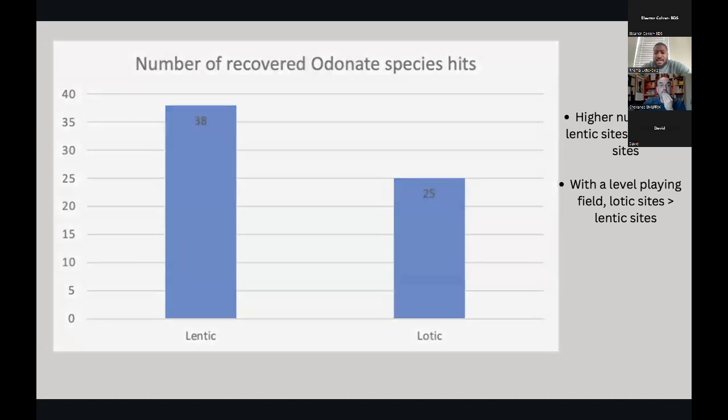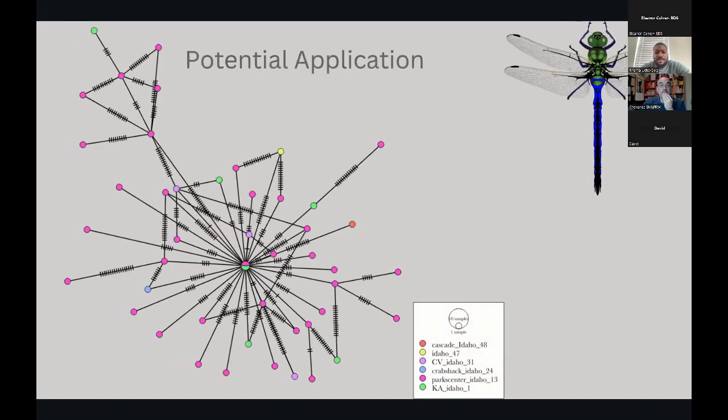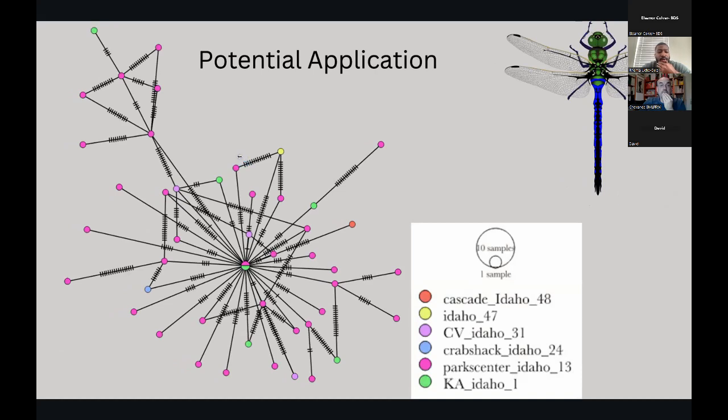And lastly, just to show the potential of this technique, we were able to use it to create a haplotype network and study dragonfly species on a population level. With one of the species, we got to build a haplotype network and check for evidence of gene flow in different populations.